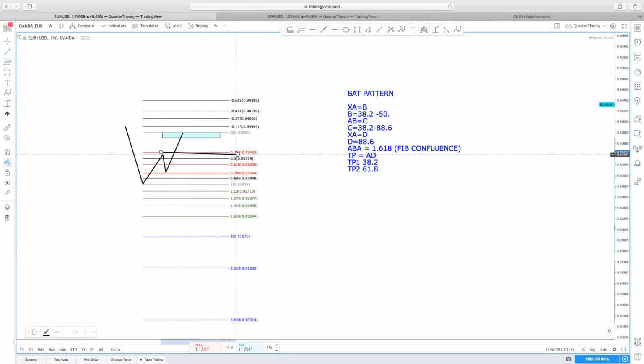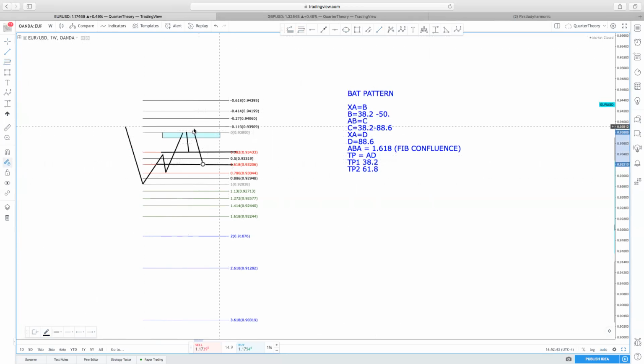And notice how the 382 is right there with structure. Or it will be the 618. So that's what you're doing. You're looking for price to come back down after it has rejected from this area. You're looking for price to come down from here to the 382 or the 618 at a minimum.